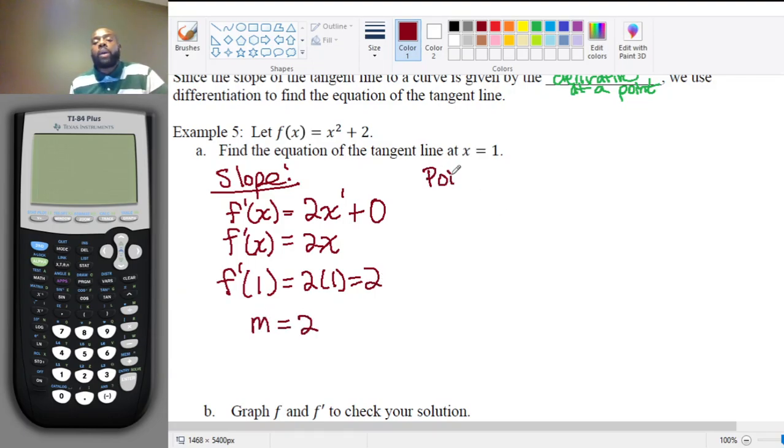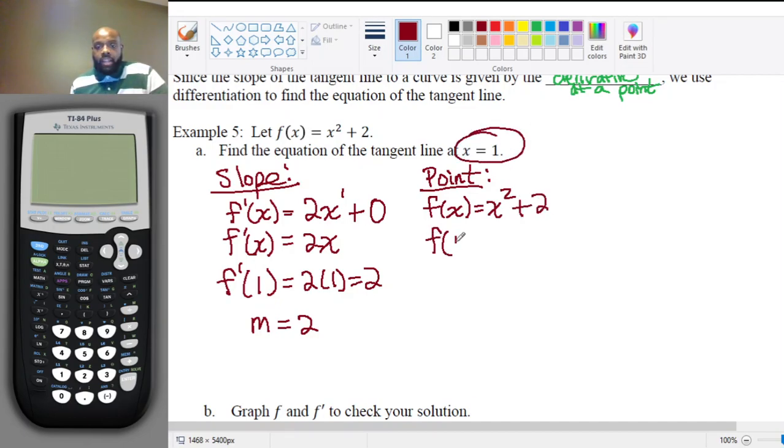We also need a point that our line passes through. Well, I know that f of x equals x squared plus 2. I know I have an x value of 1. When I plug in 1 into that function, I'm going to get an output that is the y coordinate to that function, which is 3. And so our point here is going to be the point, not 0, but it's going to be the point (1, 3), all right? Plug in 1 into your function, you get an output of 3.